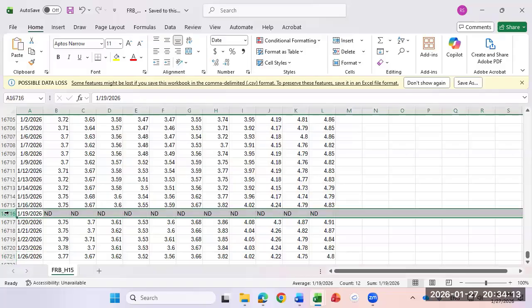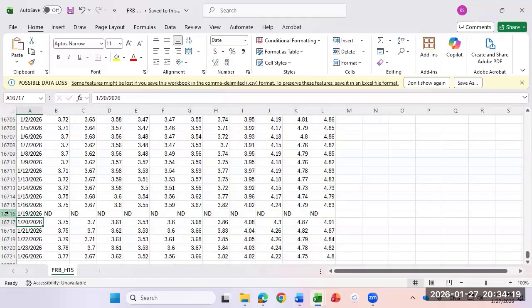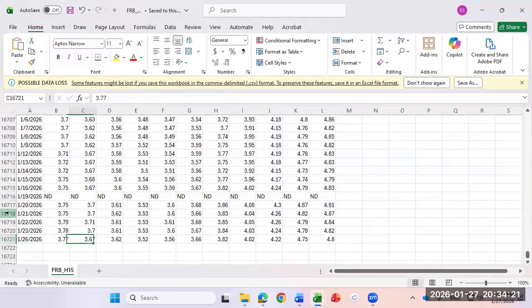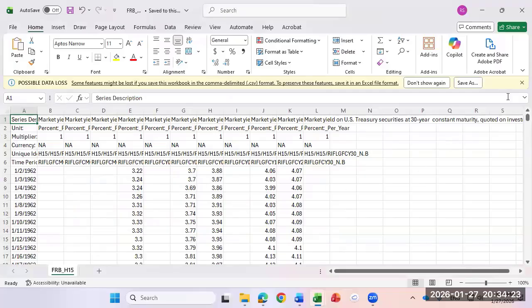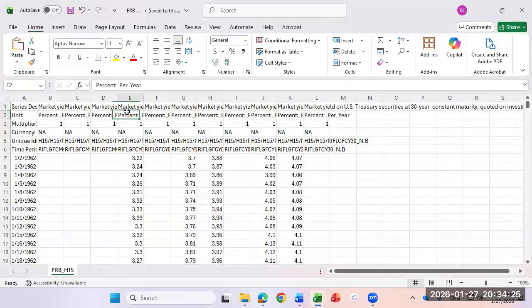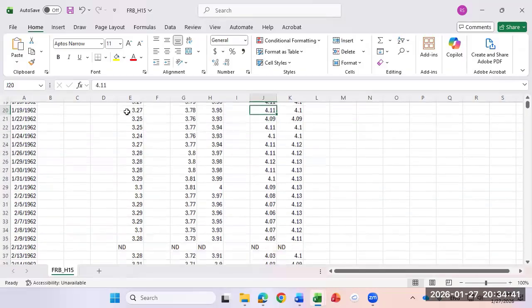The only problem is they leave the holidays in. I don't know why they do. So you got to take all those NDs out. But if you look at it, the 10-year, we usually look at the 10-year versus the 2-year. There's the 1-year. There's the 2-year. There's the 10-year. The problem using the 10 versus the 2 is that the 2-year doesn't have as much history. So some people use the 10 versus the 1, but you can do either one of those.